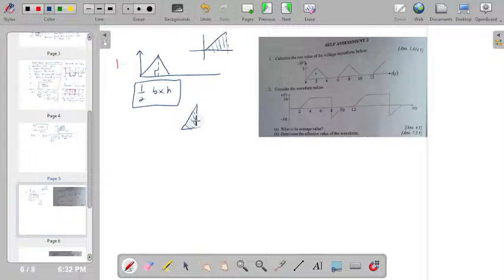Half or right angle triangle. So this is going to have two of this. So have this part and this part. Okay, so let's see how we can use integration to solve our questions here.